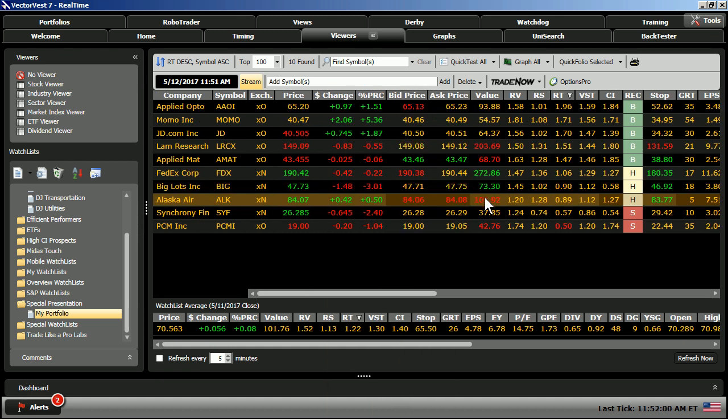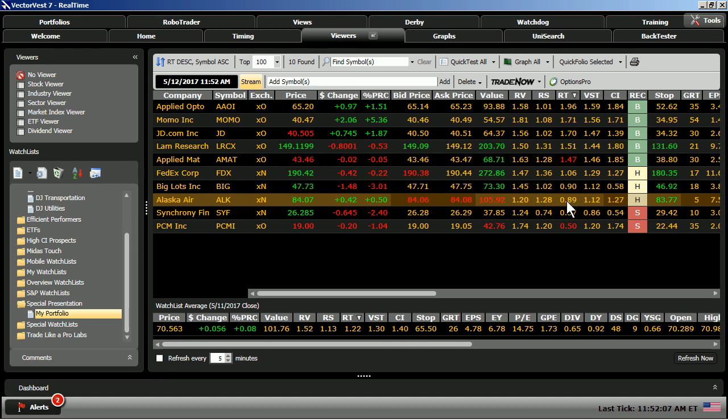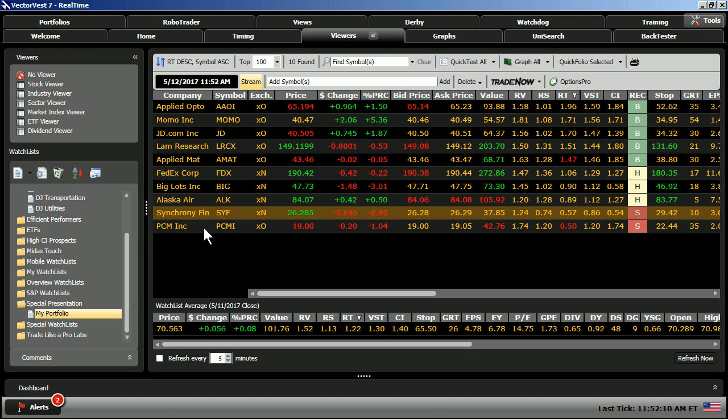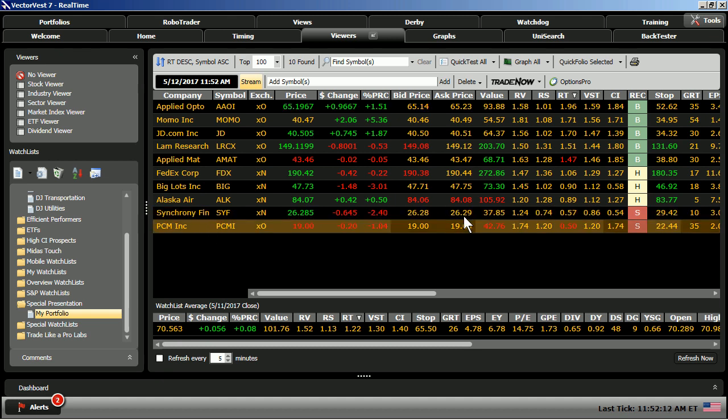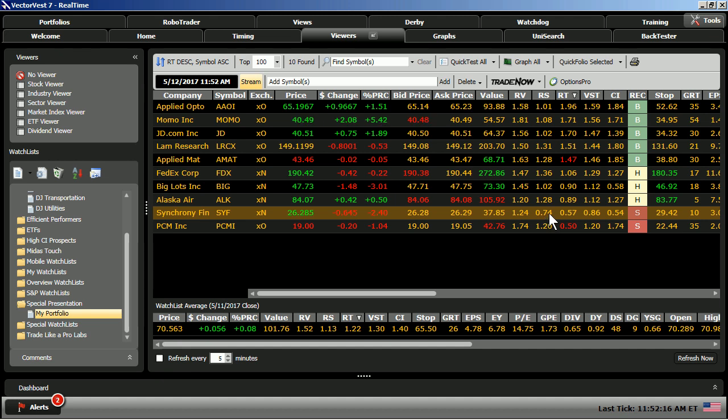Alaska Air, also undervalued. Very good fundamentals, but also has a low RT below 1 at 0.89. Synchrony, PCM, same situation. Undervalued, pretty good fundamentals, although Synchrony has an RS below 1. So if this is a stock in your portfolio and you now know that you're more of a prudent investor, this is more of an aggressive type of a stock. Remember, RV above 1, RS below 1 really puts this stock into more of the aggressive category.